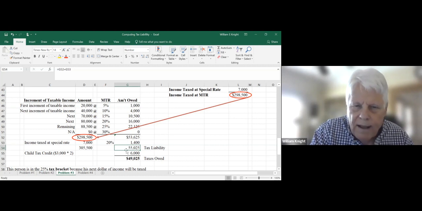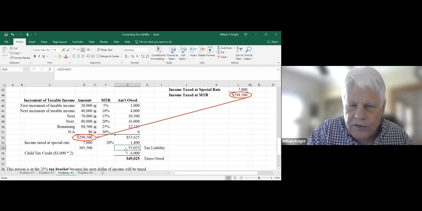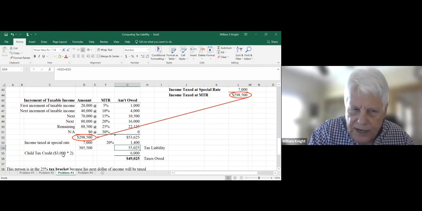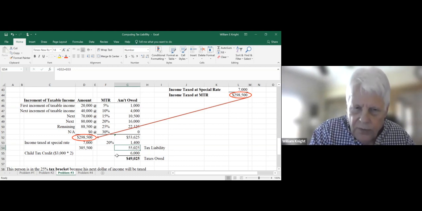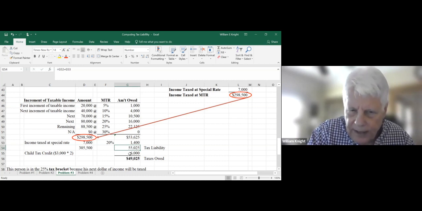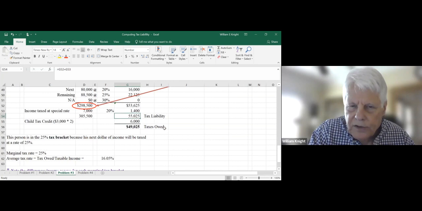And when we add all of that up, we see that his tax liability is going to be $55,025. But we're not done yet, because remember, he's got two kids, and he's going to get a tax credit for these two kids of $3,000 each. So that's a $6,000 tax credit, bringing the taxes that he owes to $49,025. Those tax credits are subtracted from his tax liability.